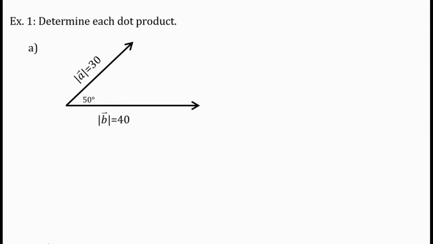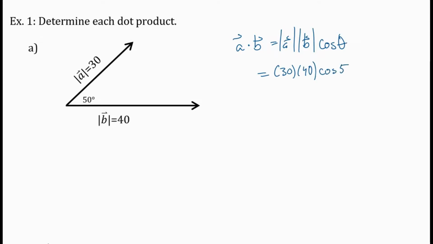Determine each dot product. So again, I'm given the magnitudes of two vectors. You can see that vector B is longer than vector A. They're probably relatively to scale, but not perfectly. And you're given the angle between them. So that means that A dot B is the magnitude of A times the magnitude of B times the cosine of the angle between them, which is 30 times 40 times cos of 50. Literally just punching it into your calculator, you get 771.3.